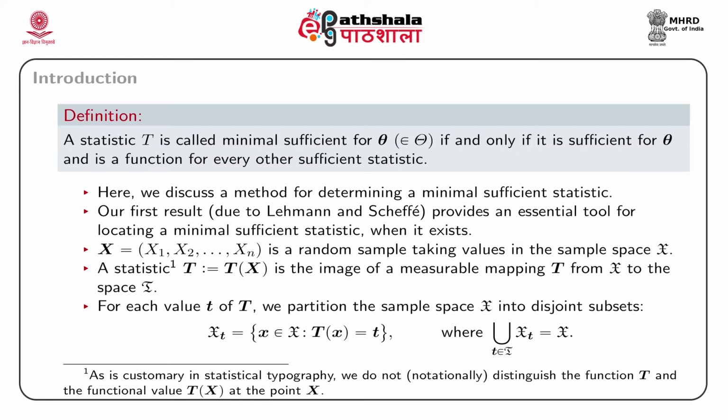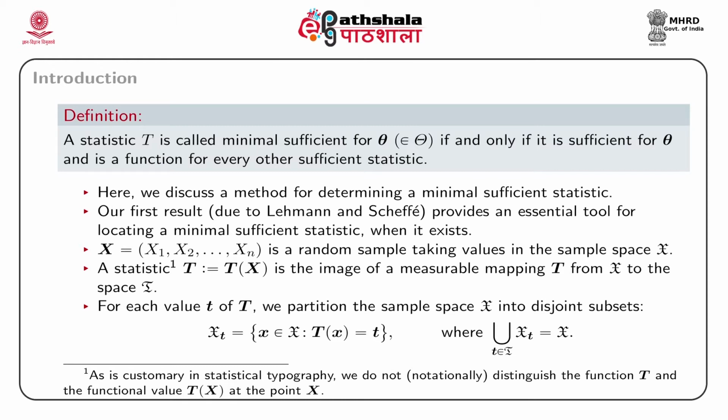The following theorem was proved by Lehmann and Scheffé in the year 1950. This result is an essential tool to locate a minimal sufficient statistic when it exists. Its proof, however, requires some understanding of the correspondence between a statistic and the so-called partitions it induces on the sample space.